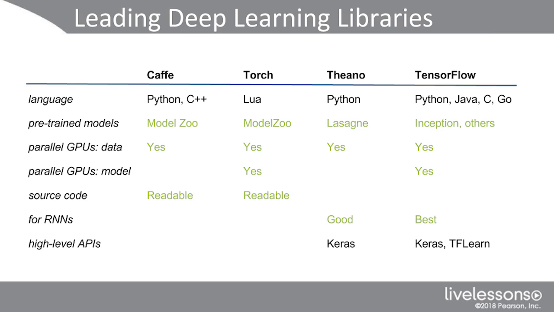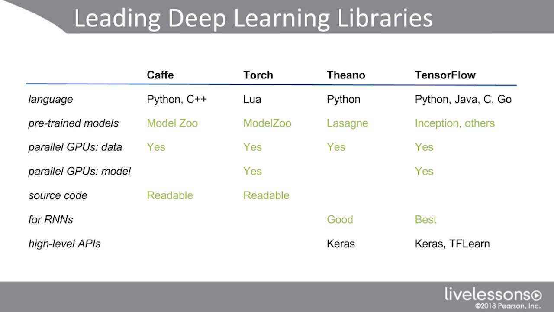In terms of readable source code, TensorFlow is actually a little bit tricky. There's a lot that is beautiful about TensorFlow on the surface, but that means that when you get down to the nitty-gritty, it's relatively complex. It would be difficult to be making your own kinds of changes. In Caffe and Torch, that's a bit easier. In terms of RNNs, which aren't the focus of these live lessons, but we will be focused on them in future lessons, TensorFlow is again the best here.